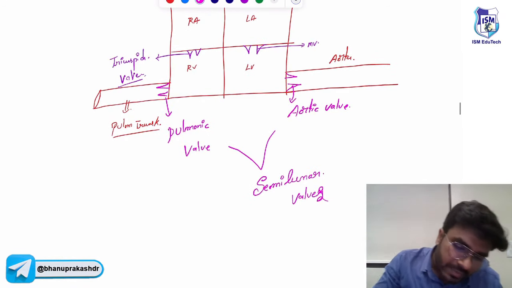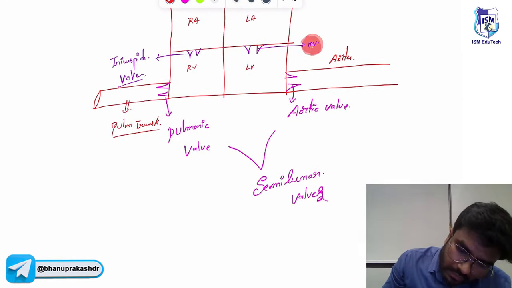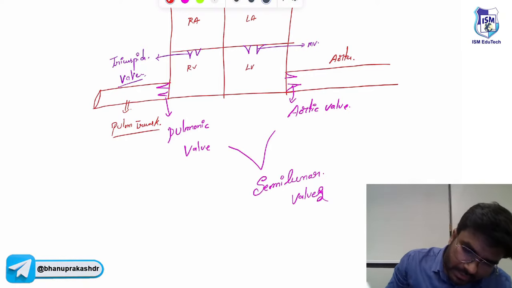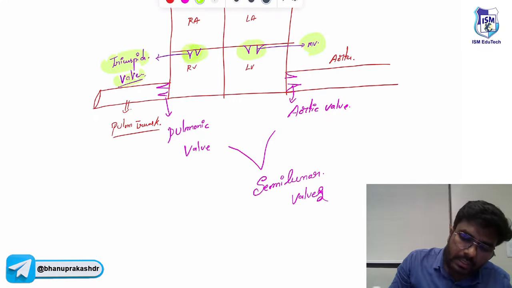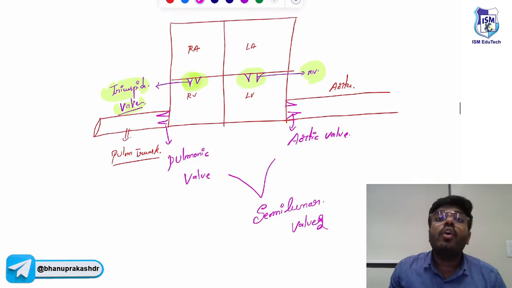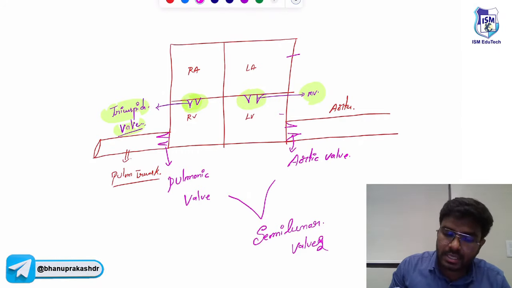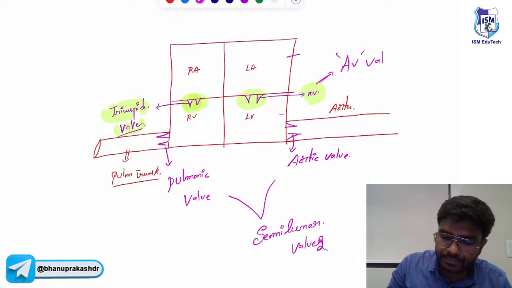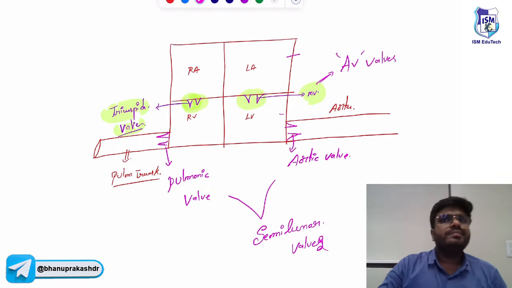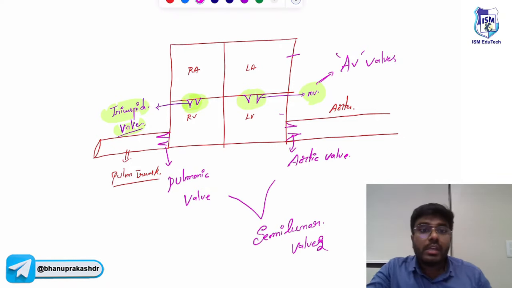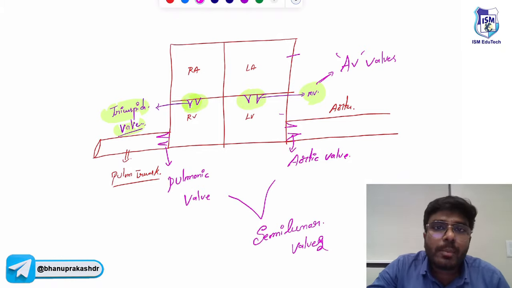Now, the mitral valve and tricuspid valve. Let me take some other color. This mitral valve, and on this side the tricuspid valve. The mitral valve and tricuspid valve are called atrioventricular valves. They are present between the atria and ventricles. So these are called AV valves, atrioventricular valves.